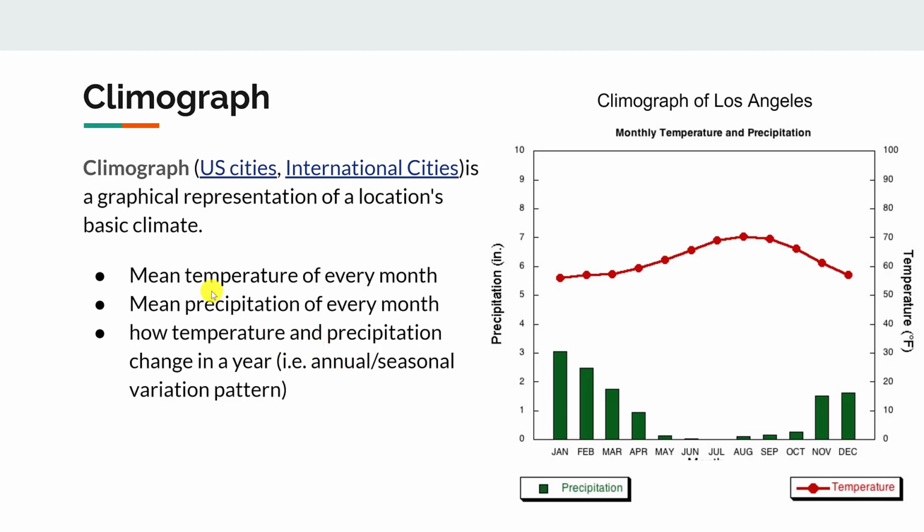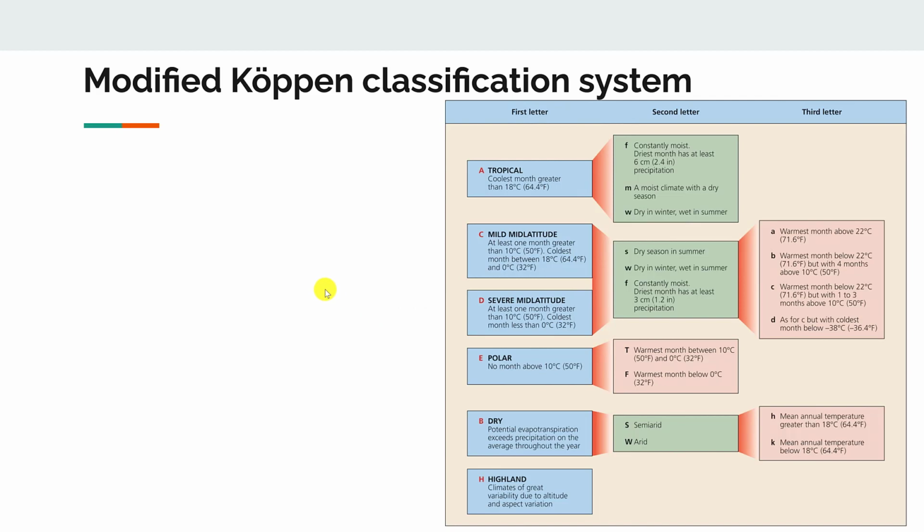Okay, so you can see we are talking about the temperature, precipitation, and how temperature and precipitation change in a year, also known as the seasonal variation pattern. So from winter to summer to winter, how temperature changes, how precipitation changes. That is called seasonal pattern. Okay, so based on that, we actually can classify the climate types. Put your climate type in one of those categories.